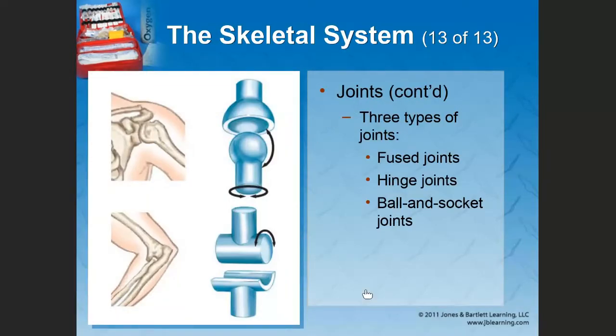So, as I said, the three categories that you need to be familiar with: free movement, an example of that would be a ball and socket joint. Limited movement would be a hinge joint, and no movement would be a fused joint.